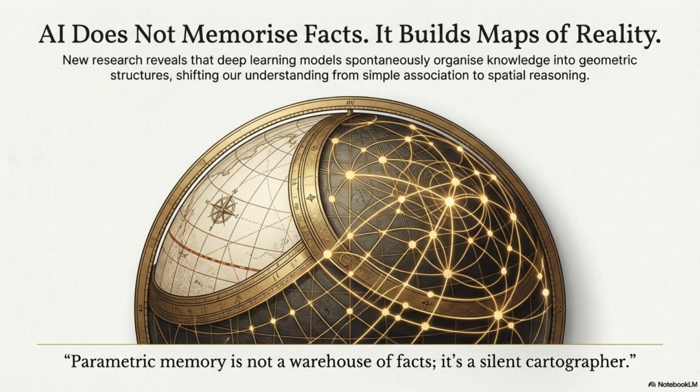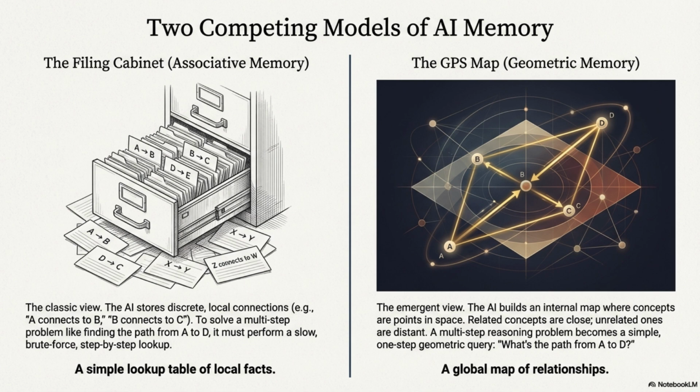So our mission for this deep dive is to unpack this research. It completely changes the core insight. Parametric memory isn't a passive warehouse of facts. It's an active, silent cartographer. And this radically shifts the focus from simple association, which is really just a lookup function, to advanced spatial reasoning, global navigation. This isn't a small tweak. No, it changes the entire conversation. It goes from how many facts does it know to how does it structure the relationships between those facts?